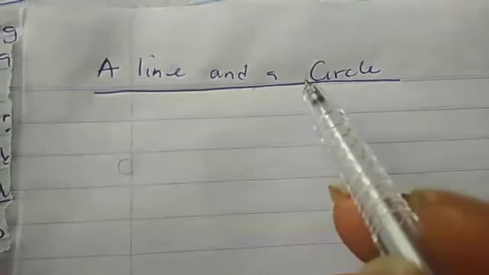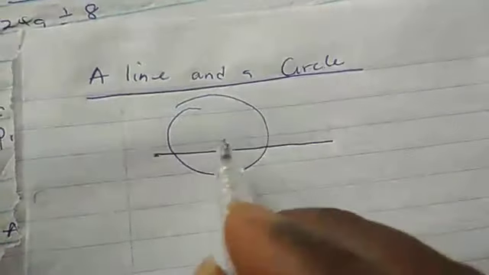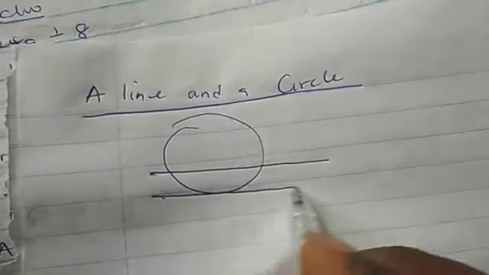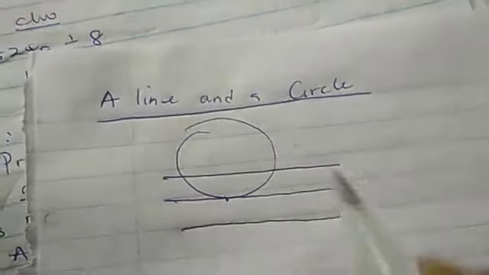A line and a circle. Let's consider this circle and a line. A line connecting to this can be in 3 forms. It can be a chord like this that is inside the circle. It can be a tangent, that is, it touches this place, and also it can be outside.